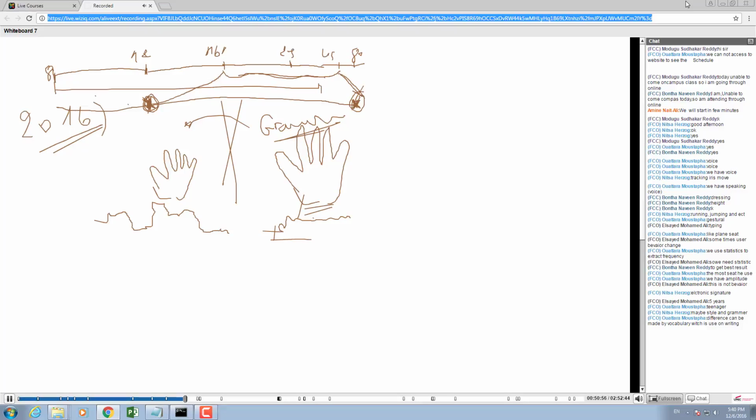Okay, a difference can be made by the vocabulary in use. Yeah. Okay, so this is what we were talking about. So we can find a way to distinguish between persons.